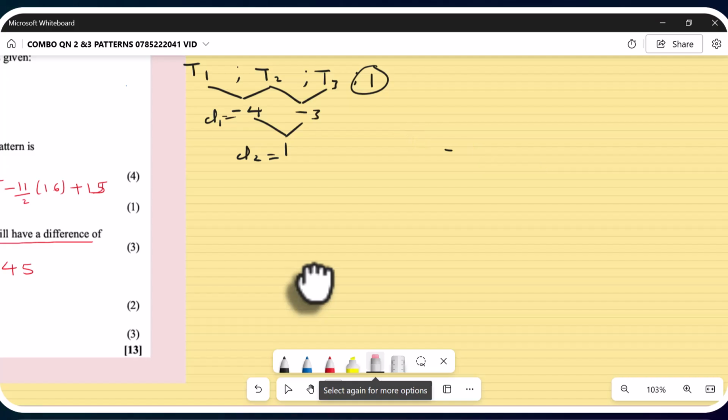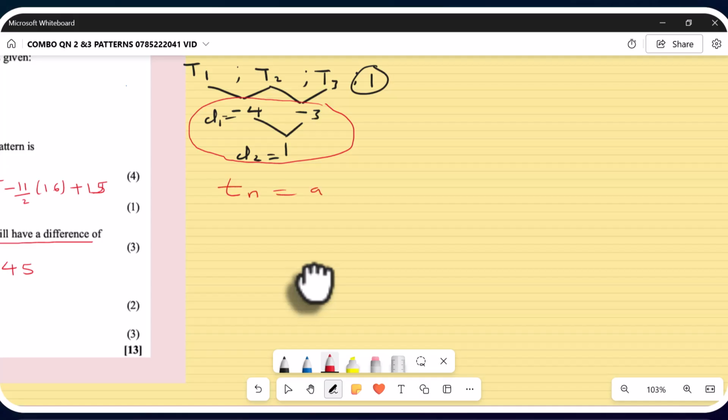So tn equals A plus n minus 1 times D. Now in this particular case, my A is negative 4. Negative 4 plus n minus 1 times the common difference, which is this one here, times 1. So it gives me negative 4, and then plus n minus 1, which gives me n minus 5, isn't it?